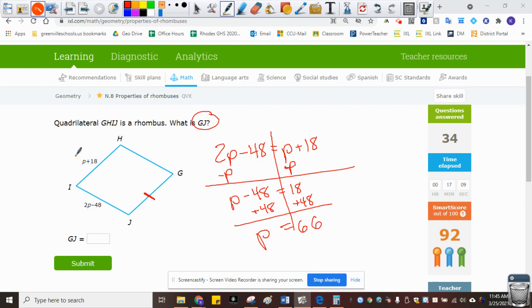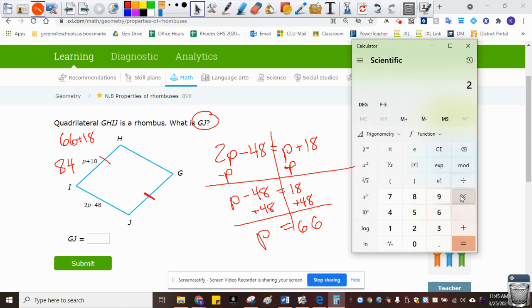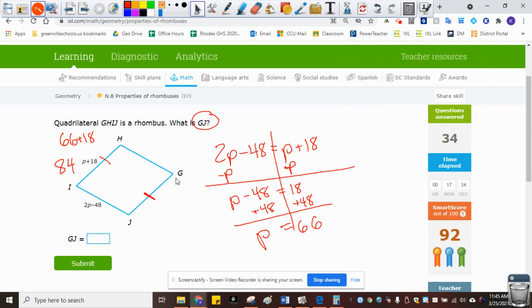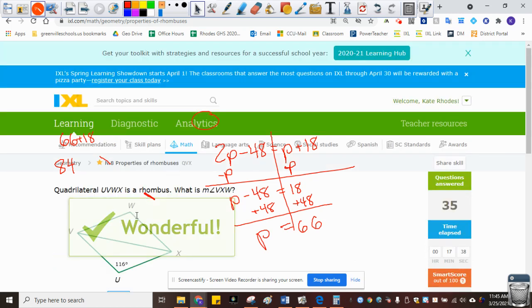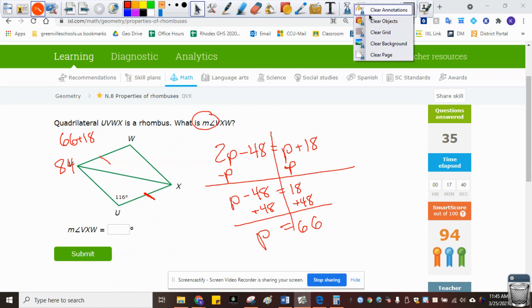So what's this? Well, if you figure out what this side is, that side is congruent. So 66 plus 18, 4, carry my 1, 6, 7, 84. So all of these sides should be 84. Just to check that I did nothing wrong, 2 times 66 minus 48 is also 84. So all of my sides are 84. Wonderful.